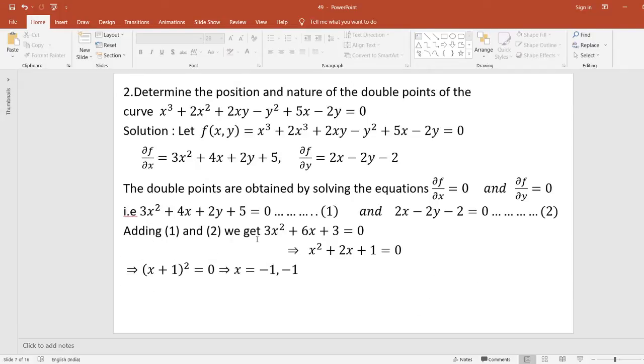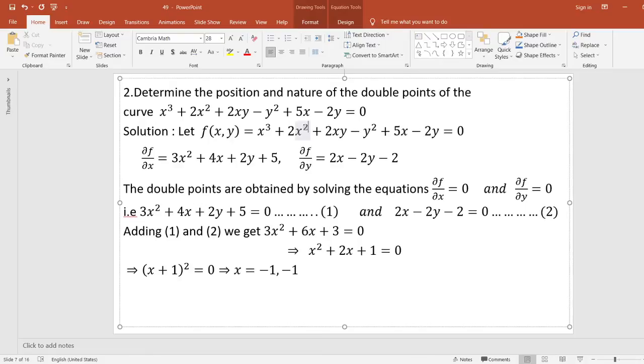Next, determine the position and nature of the double point of the curve x cube plus 2x square plus 2xy minus y square plus 5x minus 2y is equal to 0. Consider this equation as f of x comma y and find del f by del x and del f by del y. Look here, del f by del x is 3x square, x cube differentiates to 3x square, plus 2x square differentiates to 4x, plus 2xy differentiates to 2y, minus y square acts like a constant with respect to x, therefore 0, plus 5x differentiates to 5, and the last term is a constant with respect to x.